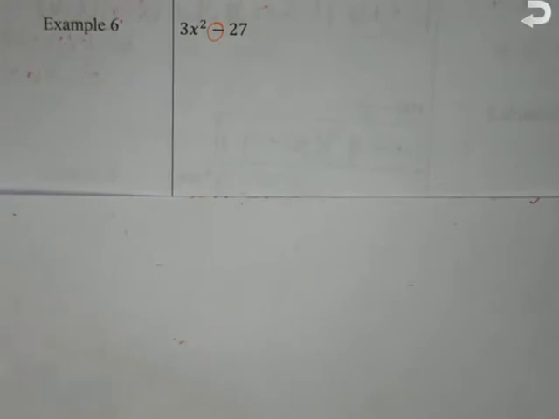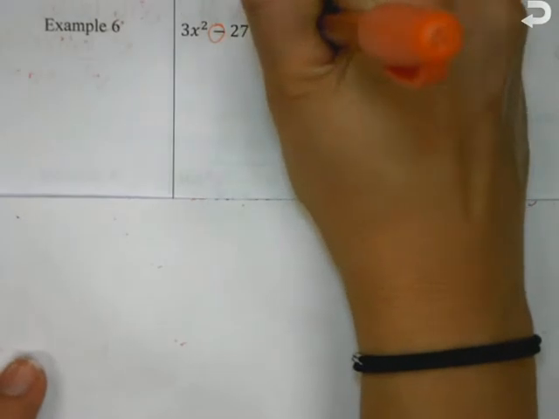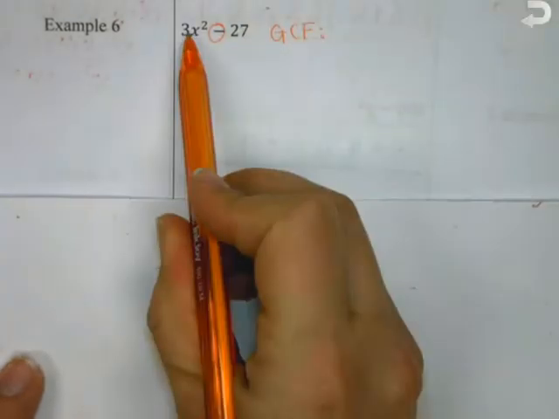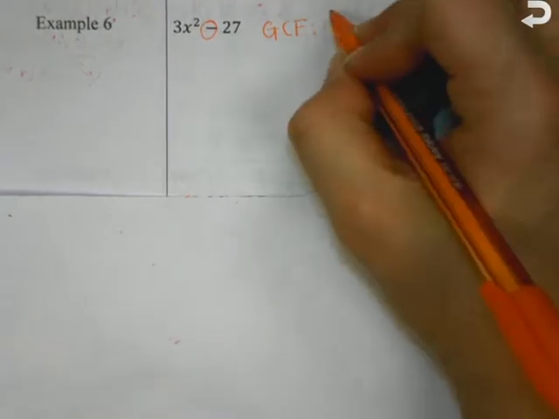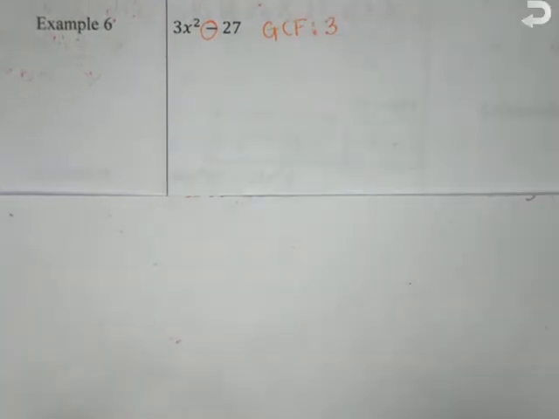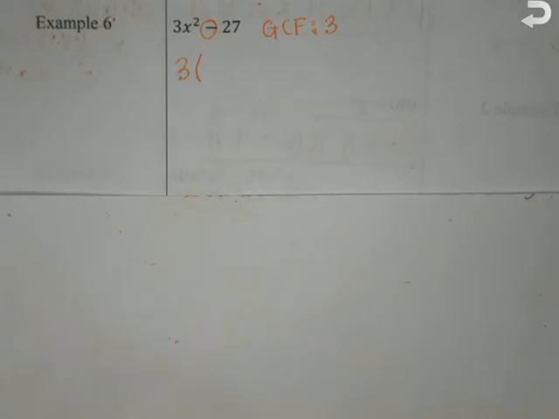Is there a GCF? Is there a number that goes into both of these terms? 3. So our GCF is 3. So let's factor it out and see what happens. If I factor out a 3, what's left over? X squared minus, what's 27 divided by 3? 9.